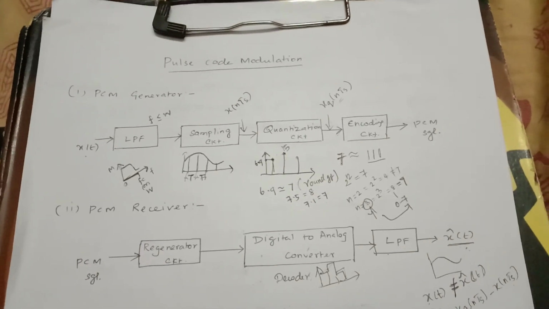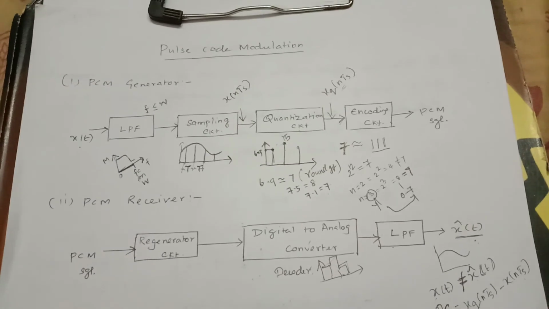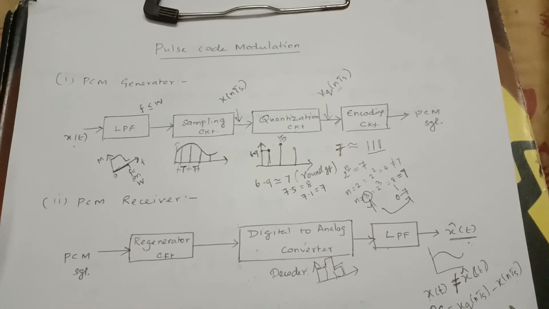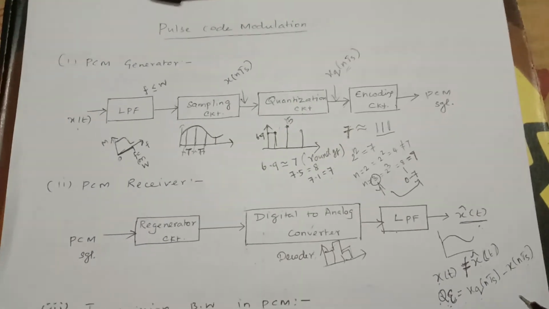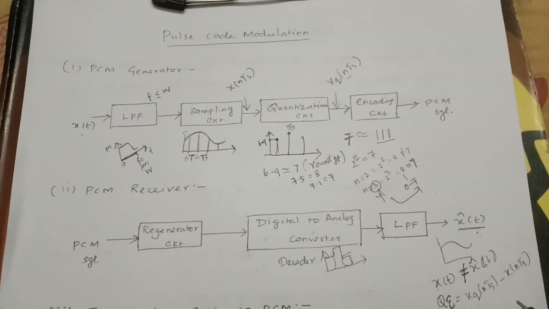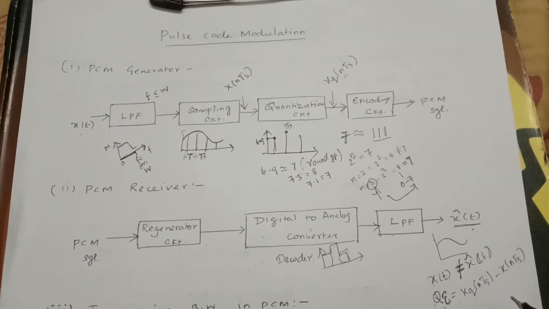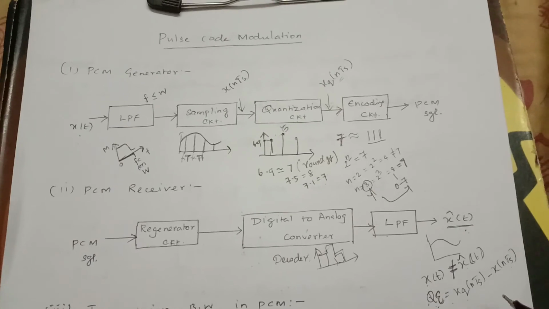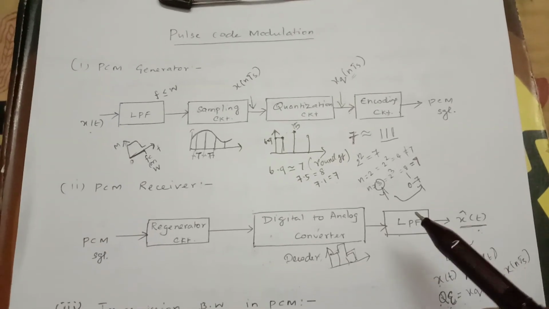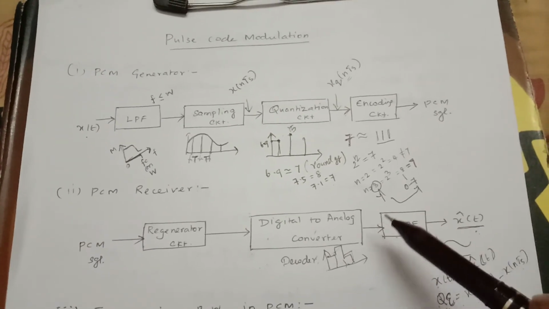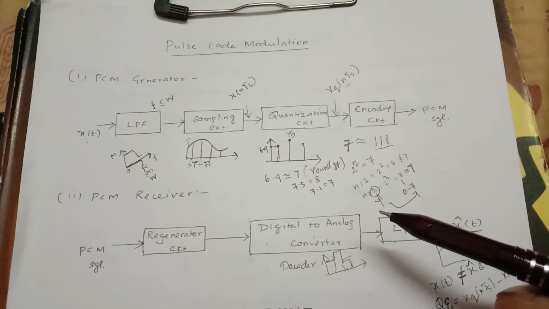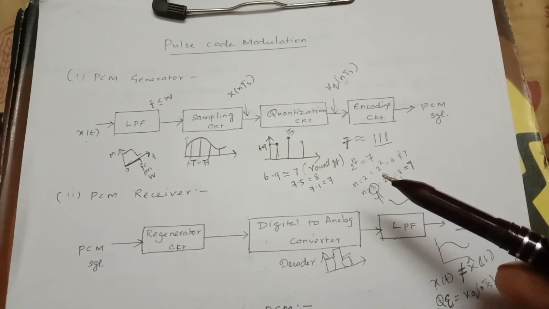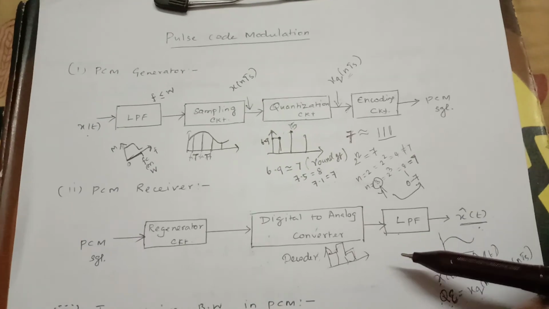In the next video we will discuss the transmission bandwidth and some problems, which will be very helpful to clear the concept very easily. So this is the pulse code modulation circuit, in which we have discussed two important parts: the pulse code modulation generator and the pulse code modulation receiver.